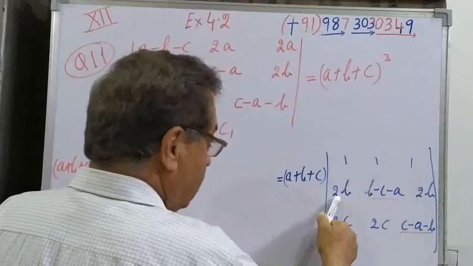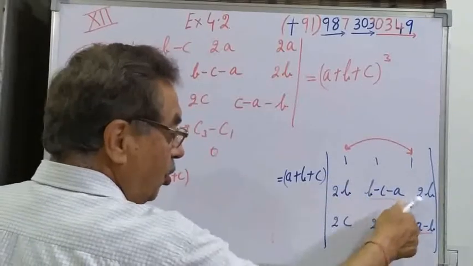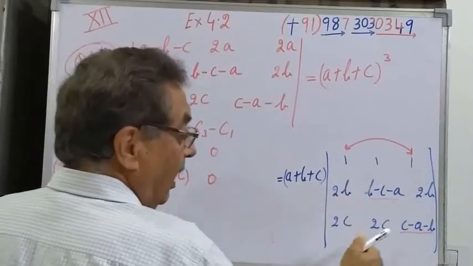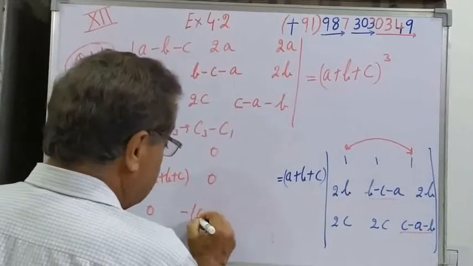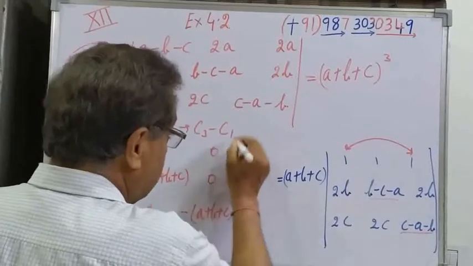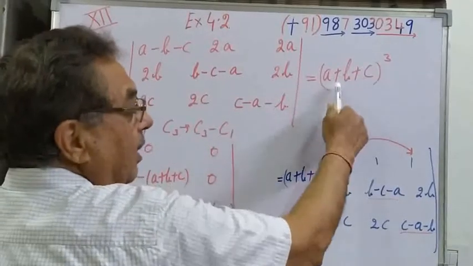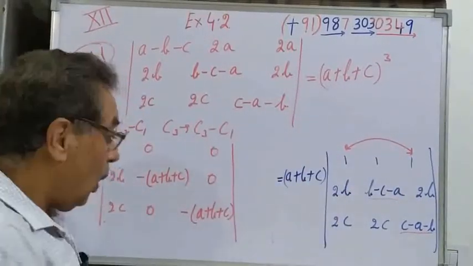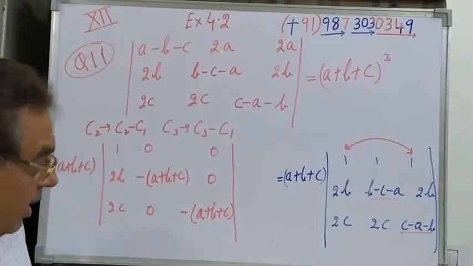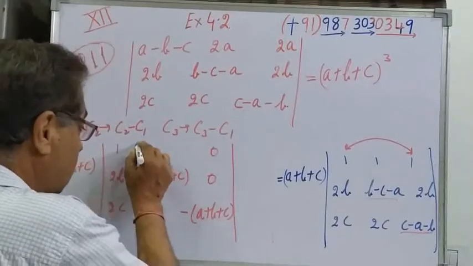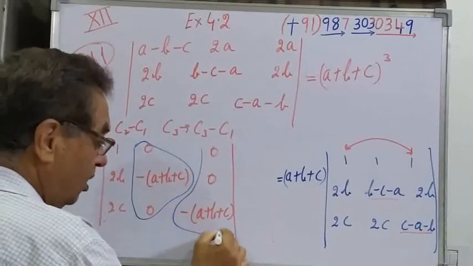2B minus 2B. 1 minus 1, 0. 2B, 2B, we get 0. And C minus A minus B minus 2C, we will have minus common A plus B plus C. Now, we want 3 times A plus B plus C. We have obtained it. How? C2 contains A plus B plus C, and C3 contains A plus B plus C. Just look at this one. This is C2, and this is our C3.